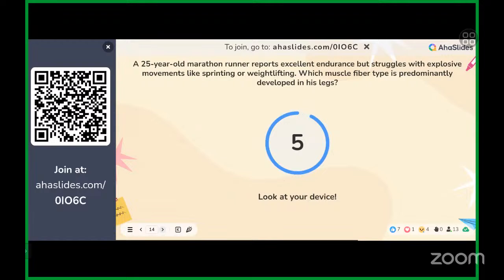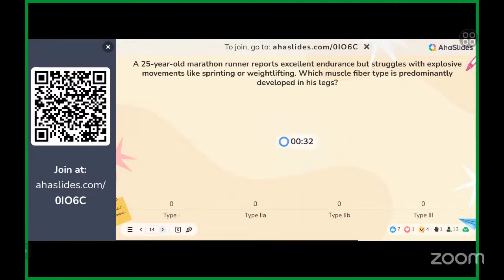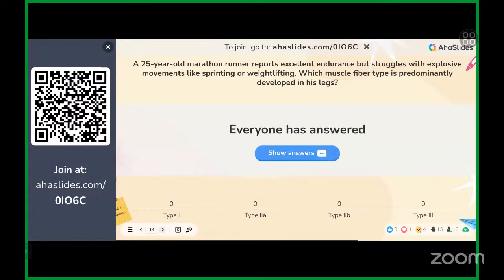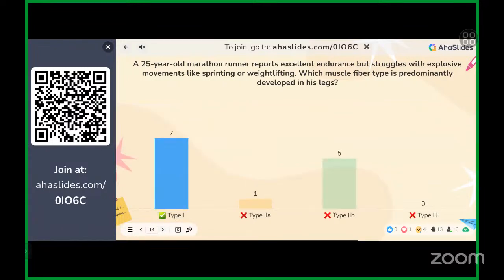Okay, here's your seventh one. A 25-year-old marathon runner reports excellent endurance but struggles with explosive movements like sprinting or weightlifting. So, which muscle fiber is predominantly developed in his legs? So, to give a clue, long distance runners love the mitochondria. Let's see how many of you get it. Right, it is type 1. Okay, type 1 muscle fiber.